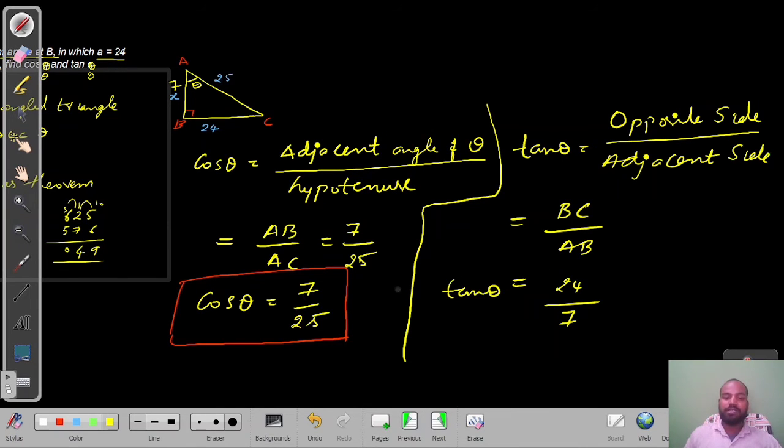Tan theta. This is tan theta. So we should arrange it in a box, the tan theta value. So we got both values. So what we did, once I explain, see here.